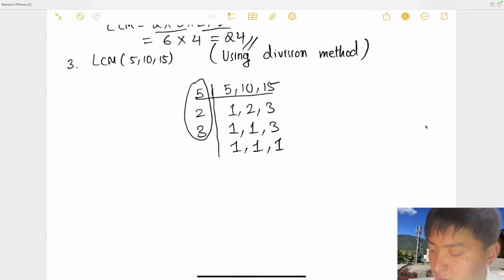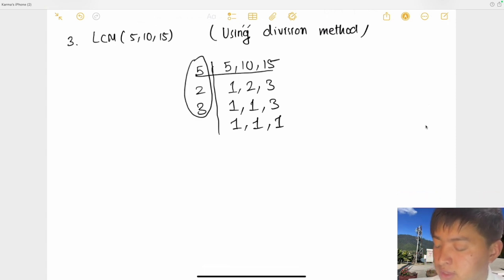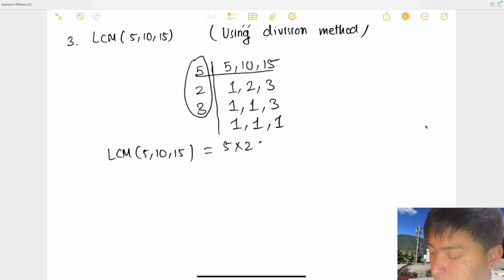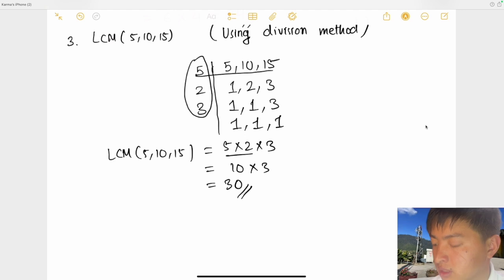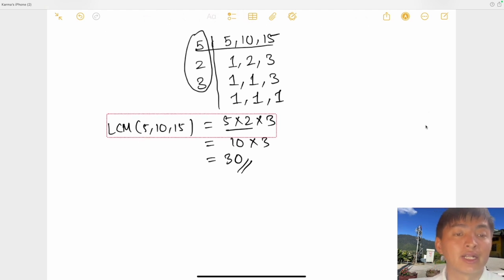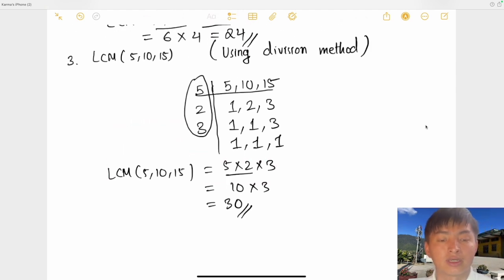So the numbers on the left column will give our LCM of 5, 10, 15. Now just multiply these factors on the left column, which is 5 times 2 times 3. So we know that 5 times 2 is 10, times 3 is 30. So that's how you find LCM using division method.